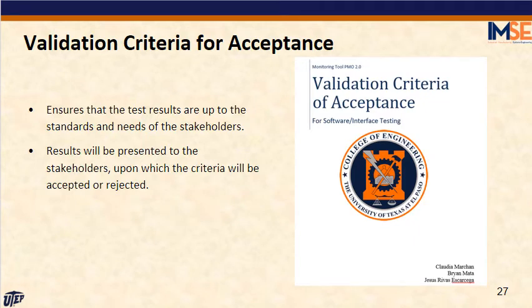Validation criteria for acceptance. The purpose of this document is to identify the validation criteria for the software interface portion of the PMO tool 2.0, in order to ensure and validate that the system will meet the project's and stakeholders' established requirements. The results will then be presented to the stakeholders, upon which the criteria will be either accepted or rejected.